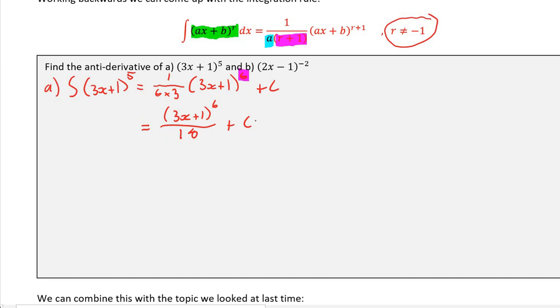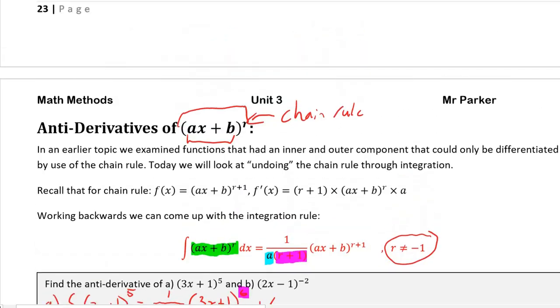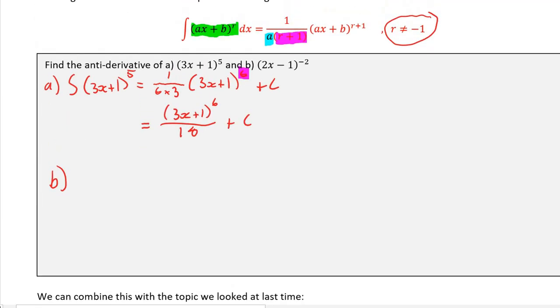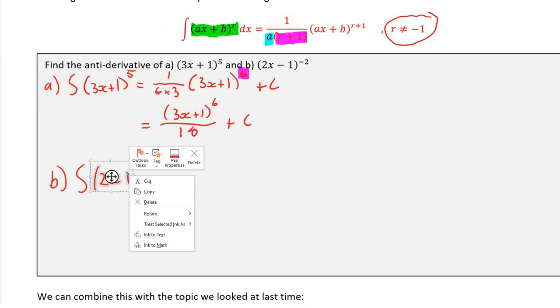I actually prefer to go straight to, I don't like having this 1 over at the front. I prefer to just put the stuff straight on the bottom. And that's what we're going to do for this next one, guys. Okay, so let's do the next one. Oh, sorry, I meant to say we are on page 24. Okay, so the integral of 2x minus 1, that should be.